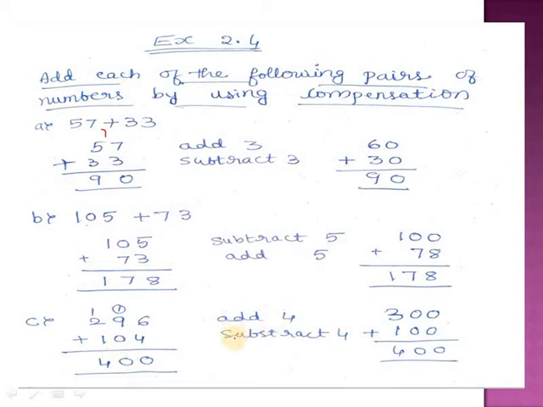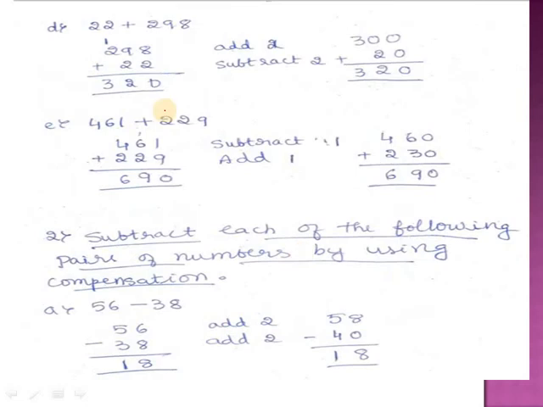So now add 4, subtract 4. What will you get? 296 plus 4 is 300. 104 subtract 4, it will become 100. 0 plus 0 is 0. 0 plus 0 is 0. 3 plus 1 is 4. This is the answer.